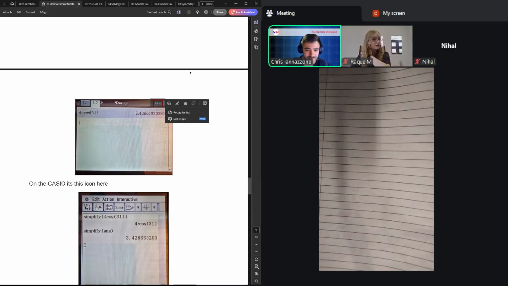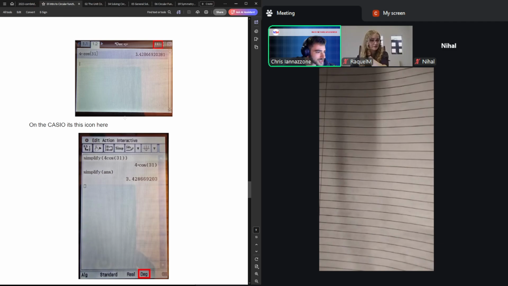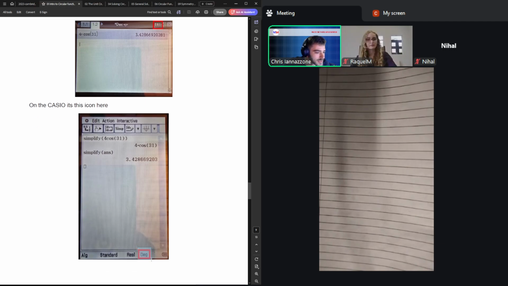My CAS does not do that. Alternatively, if you're Casio, you've always been able to click this. So you just click between that until it says deg or rad, depending on if you want degrees or radians.